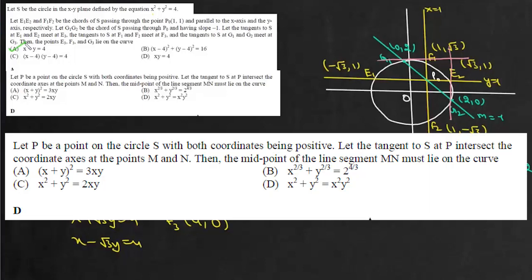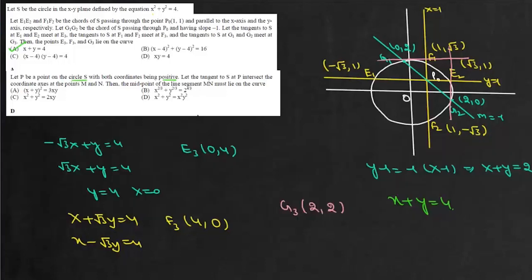Now the second part is: let P be a point on the circle S with both coordinates being positive. Let the tangent to S at P intersect the coordinate axes at points M and N. Then the midpoint of line segment MN must lie on this curve. So we have to find the locus of the midpoint of MN. Now suppose there is a point P, and we'll take this P in terms of parametric coordinates. Let it be (2 cos theta, 2 sin theta).